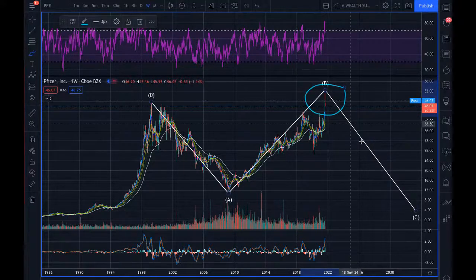Alright, well, this one, we'll have to see this play out. If it makes a new high above 52, I would delete this ABC thing and expect the next wave up. And I might try to ride that one up as well.